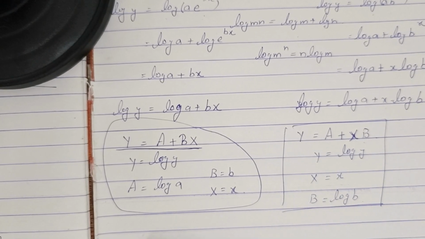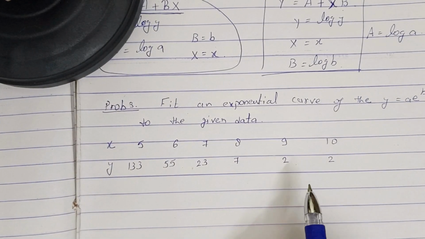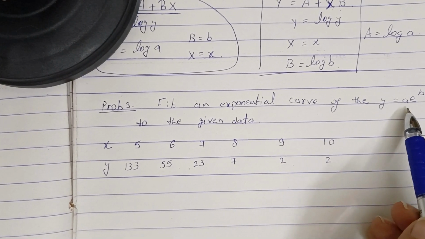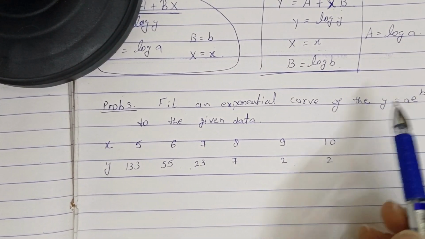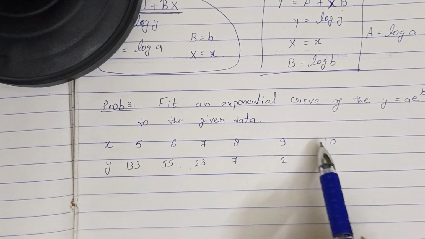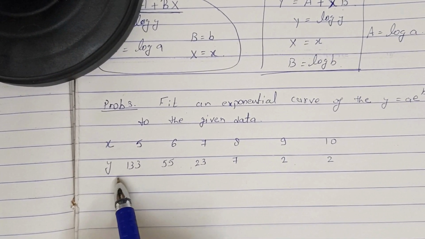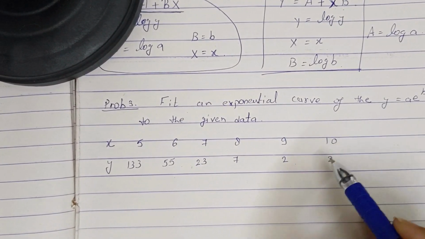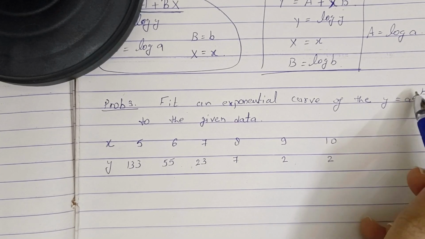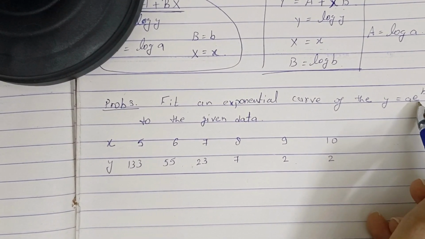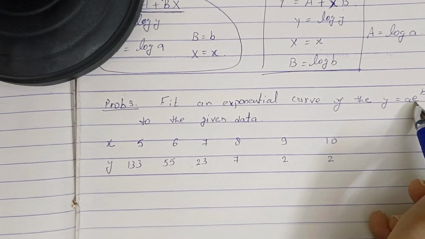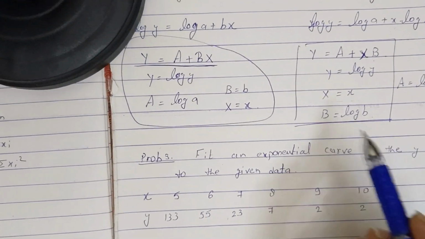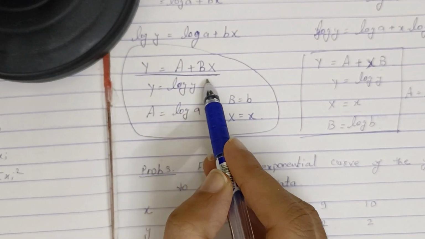Now let's solve some problems. Let us consider one problem. Fit an exponential curve of the form y is equal to a e to the power bx to the given data. X is given, y is given, and you want to fit a curve of this form into this data. This is case number 1. Remember, y is equal to a e to the power bx. To fit a data, you ultimately need to solve this equation, y is equal to a plus bx.